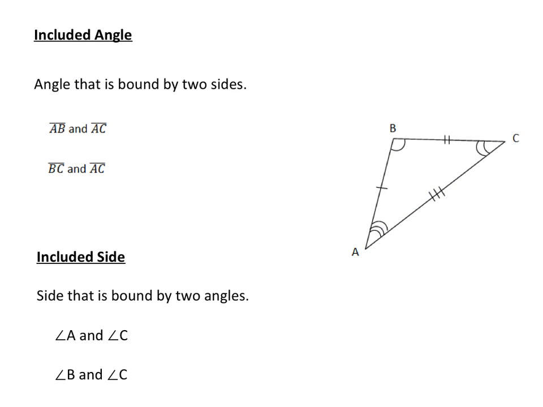You guys are going to hear some words used. We want to make sure we understand what it means. If you hear something that's called an included angle or an included side, we just want to make sure we understand what that is. So an included angle is an angle that is bound by two sides. And bound by two sides basically just means that it's in between two sides.